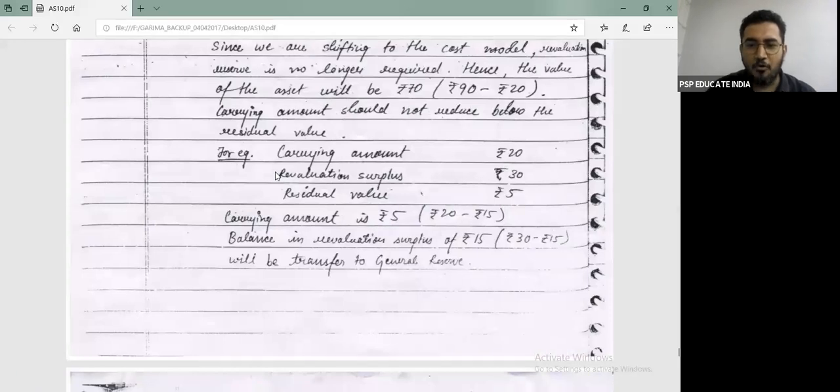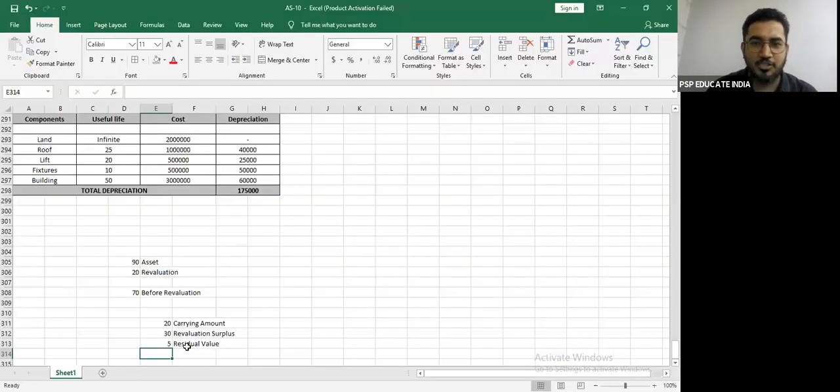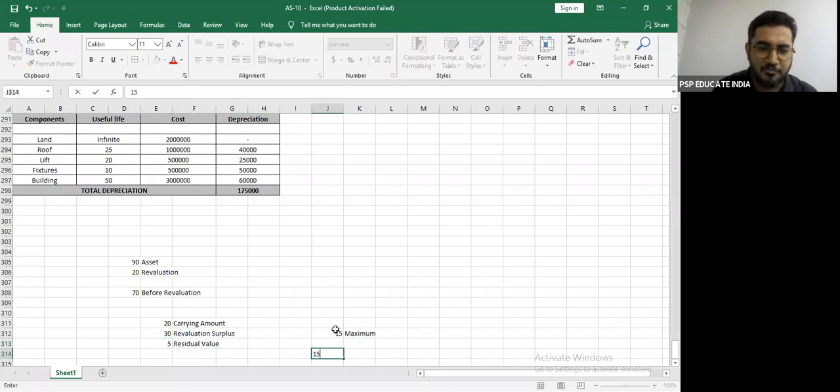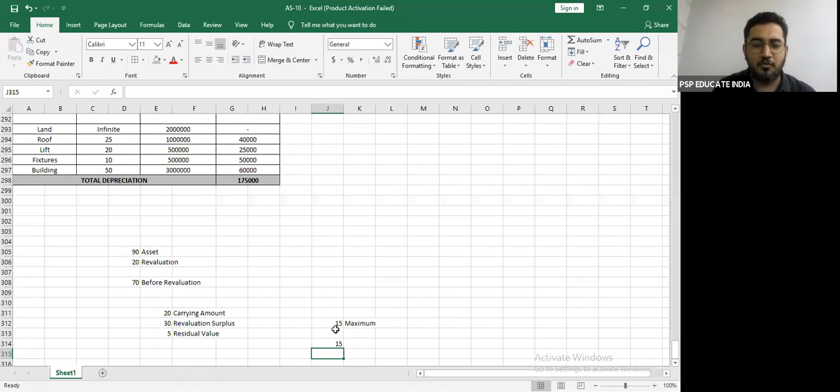Your carrying amount cannot go below residual value. What's your carrying amount in the question? 20. What's your residual amount in the question? 5. What is the maximum adjustment we can make? 15, 15 maximum. So 15 maximum I will adjust because 20 minus 5 comes to 15. Okay, so how much will I adjust from the revaluation surplus? 15. 15 is what I'll adjust.